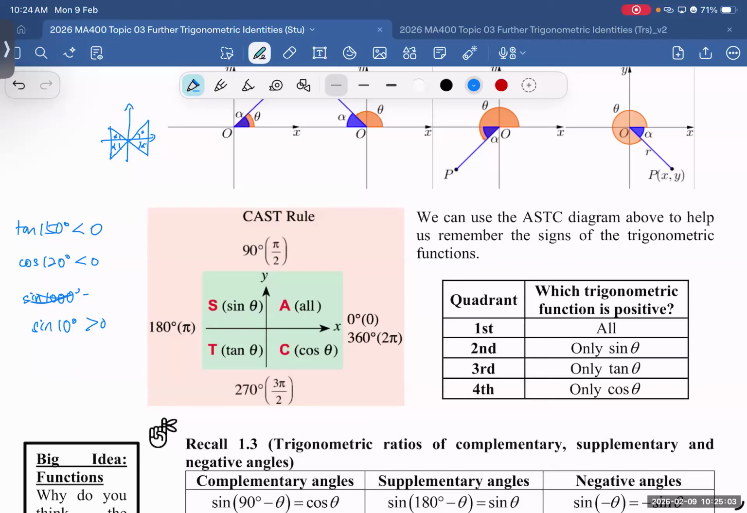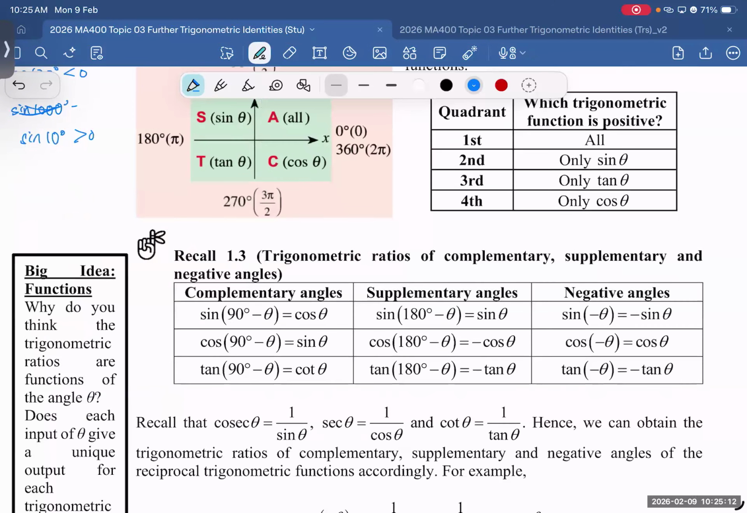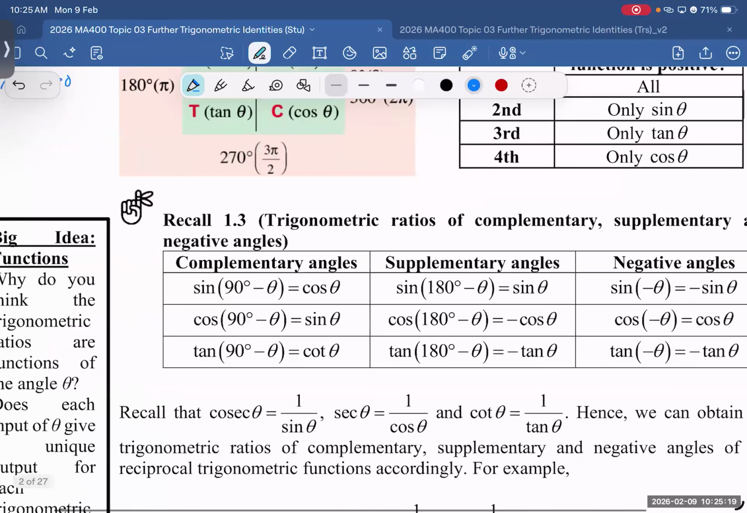And then with here, you go to the complementary, supplementary, and so on. The trick that I use is I always treat theta as acute. I treat theta as someone who belongs to the first quadrant.